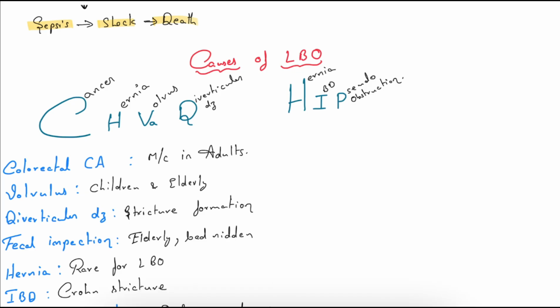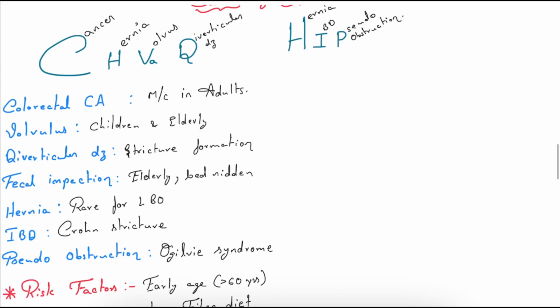First of all, the most common cause is colorectal cancer, most common in adults. Next, volvulus. We see two types of volvulus: sigmoid and cecal. These are the most common. Sigmoid is most commonly seen in elderly patients, and cecal in children. Next is diverticular disease, where we see structural changes. Next, fecal impaction, mostly seen in elderly and bedridden patients.